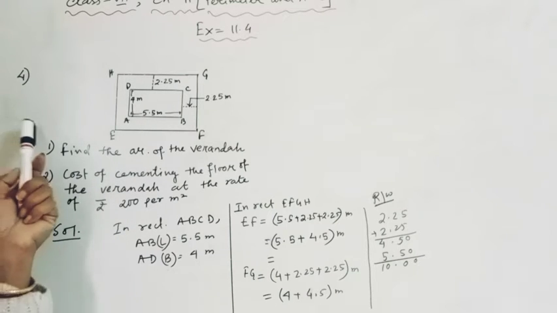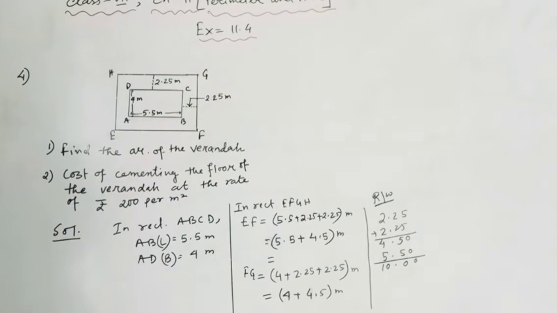Today we will do question number 4 and 5 from exercise 11.4, chapter 11, perimeter and area.